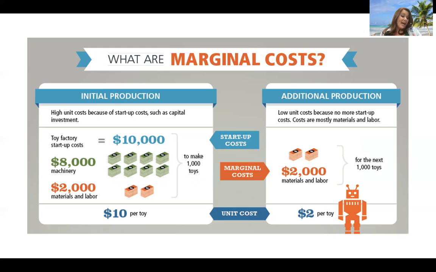So if I was to ask you, what is the marginal cost on the 1,001st toy? Well, that second half over here is 1,001 to 2,000. So it's going to cost us $2 to produce that 1,001st toy. The 1,000th toy was $10, but the 1,001st is only going to be $2.